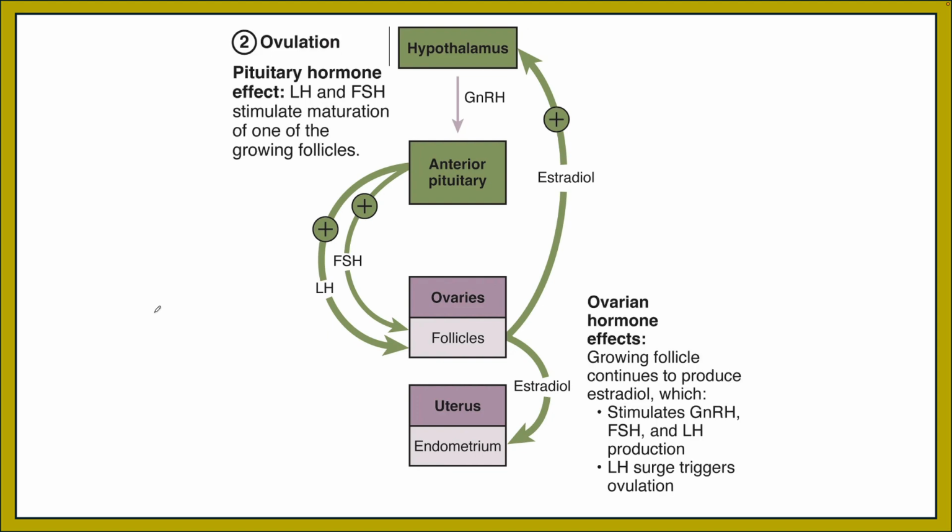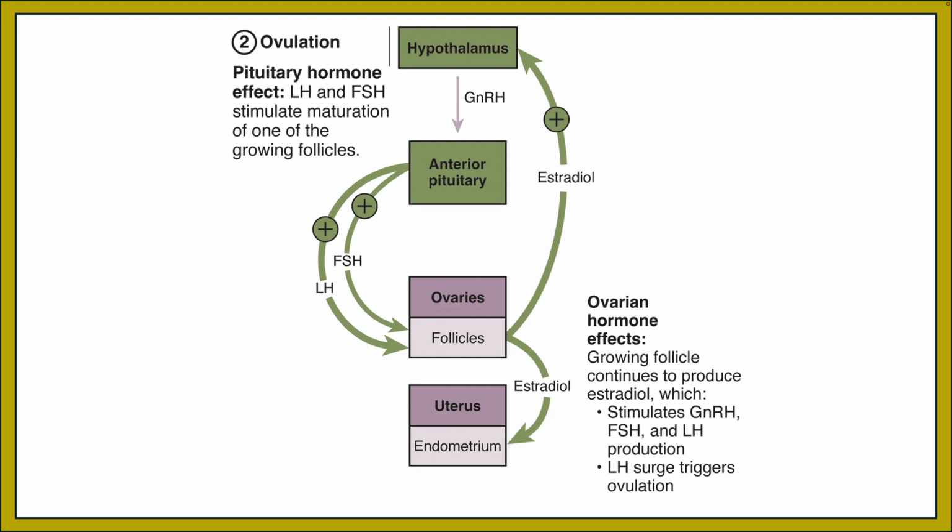The next phase where ovulation occurs is going to involve the pituitary hormone effect, where LH and FSH, you still have that stimulation occurring, but now you have a switch in what is happening to the estradiol that is being produced. So you have significant estradiol actually feeding forward and causing more of the FSH and the LH to be secreted. So this happens when you have extremely high levels of estrogen overriding that feedback mechanism.